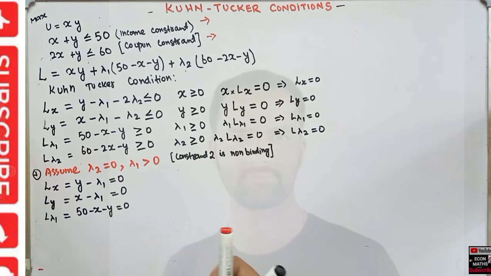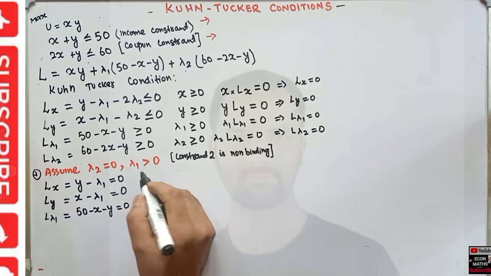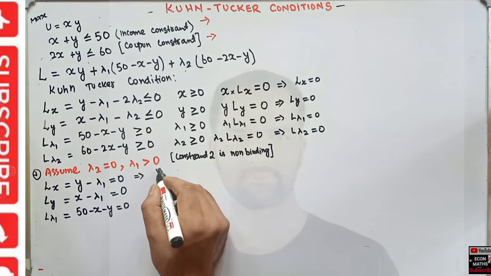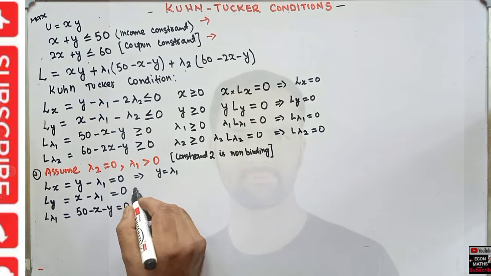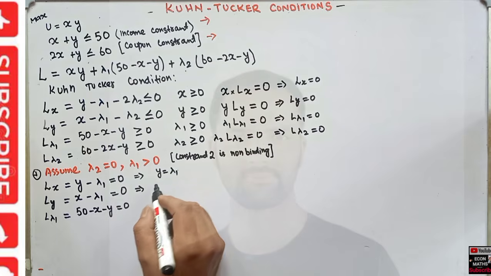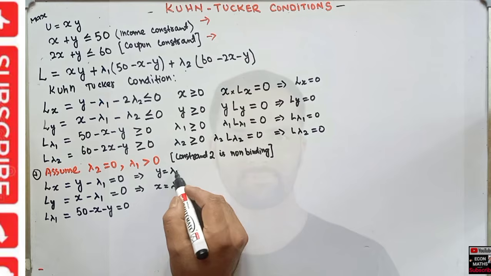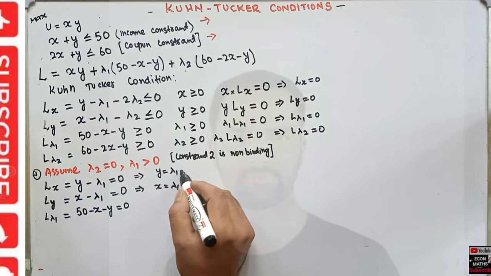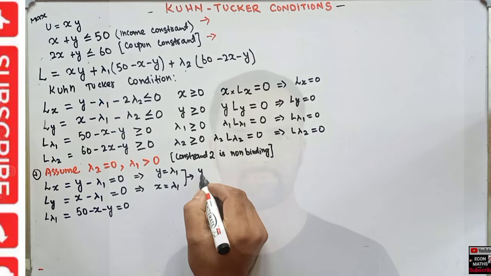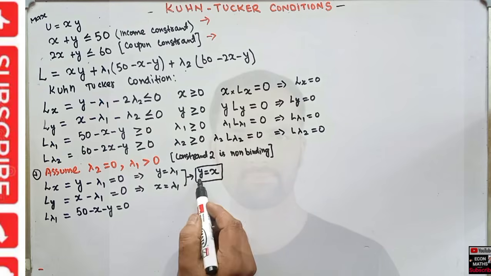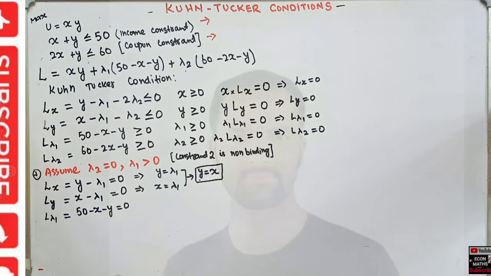Okay, now we got the three equations and we have three unknowns, so let us try to solve. Y minus lambda 1 is equal to 0 implies y is equal to lambda 1. Here also x minus lambda 1 is equal to 0 means x is equal to lambda 1. Now if y is equal to lambda 1 and x is equal to lambda 1, doesn't this mean that y is equal to x? If y is equal to x, we just plug this in the equation to get the value of x or y.